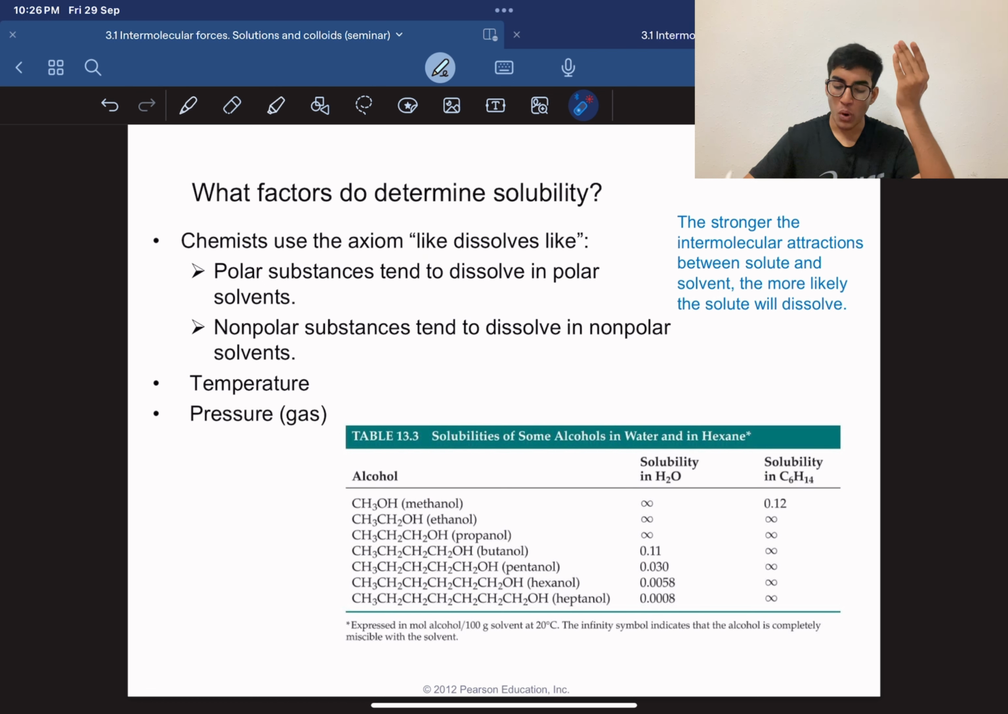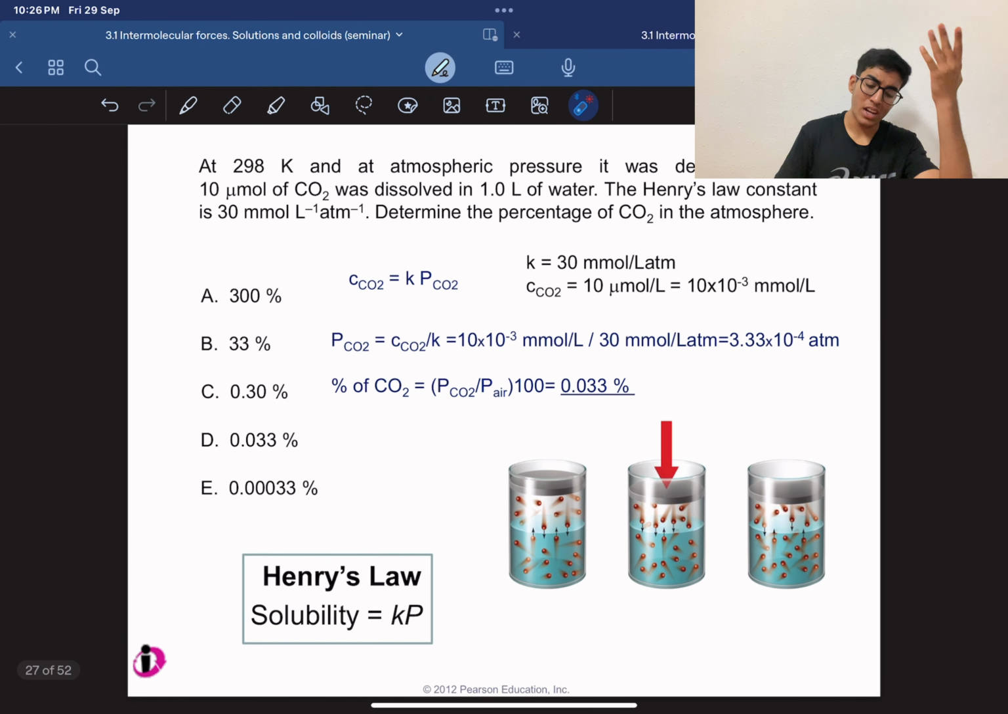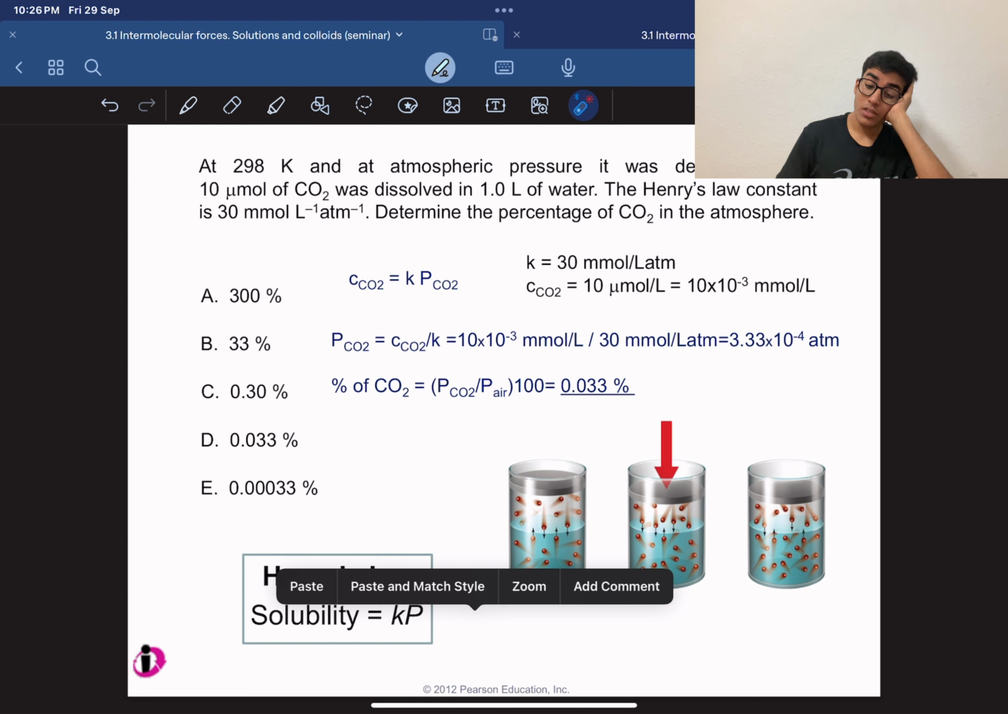It's very simple. One point you have to remember is polar dissolves polar, non-polar dissolves non-polar. Other than that, it's just temperature and pressure. You should know that. Then after this, guys, it's just formulas. It's just formulas.